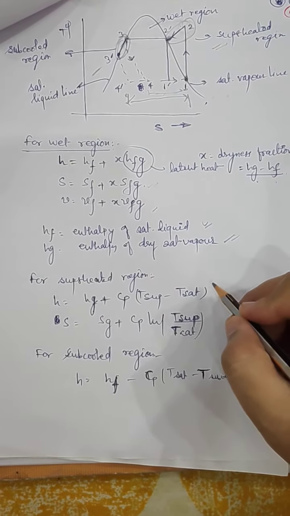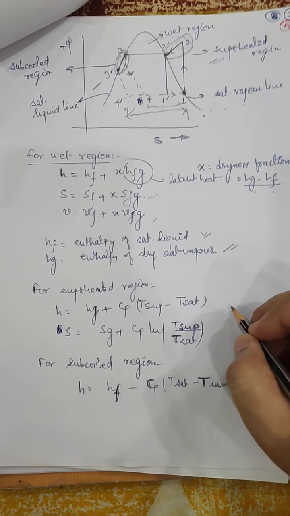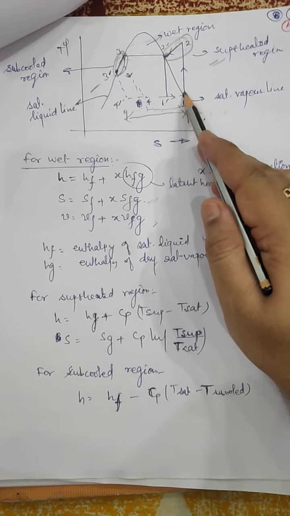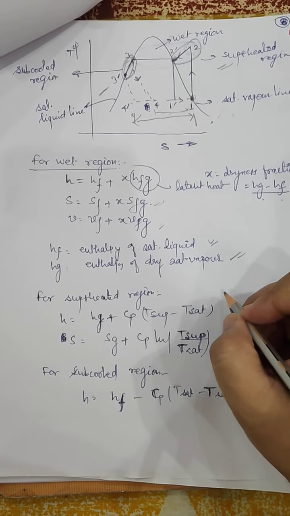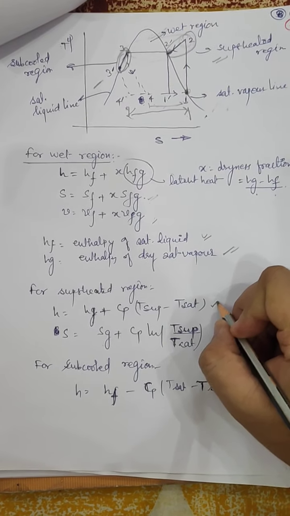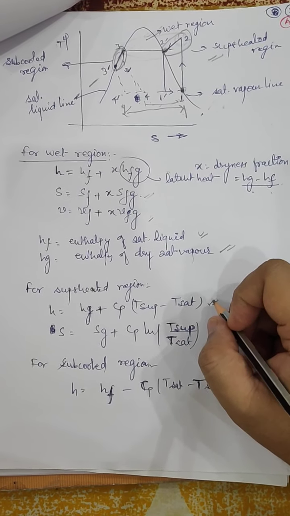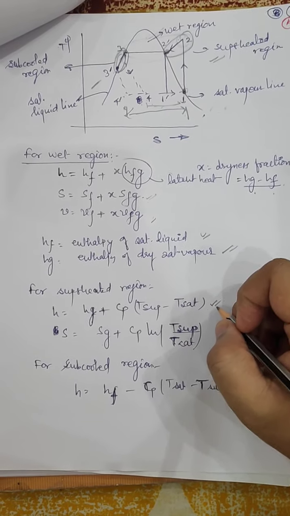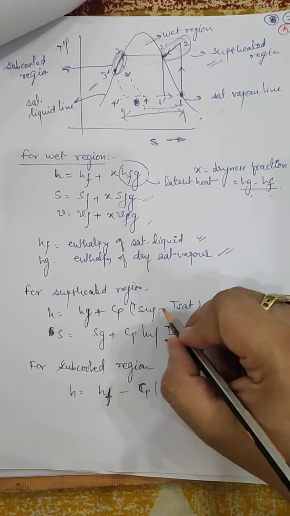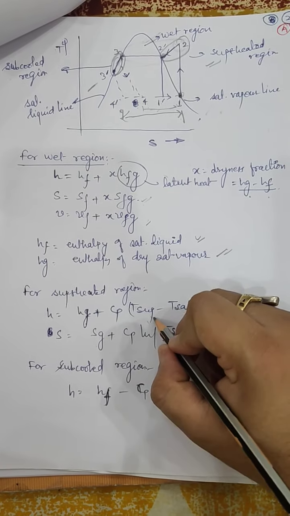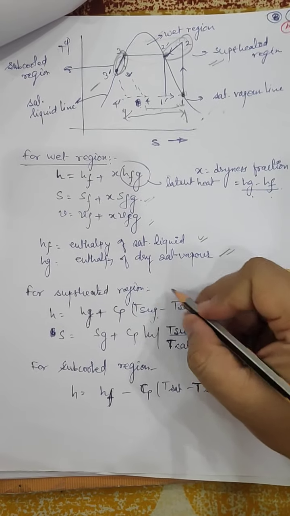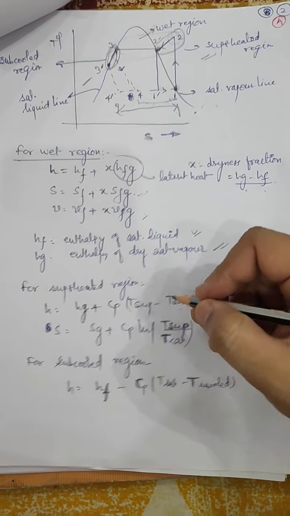For the superheated region, we have again a different formula, that after the evaporator we can calculate this enthalpy as H is equal to Hg, that is the enthalpy of the saturated vapor, plus Cp T superheated minus T saturated, that is the temperature of the superheated vapor minus the temperature of the saturated vapor. We also call it the degree of superheat.